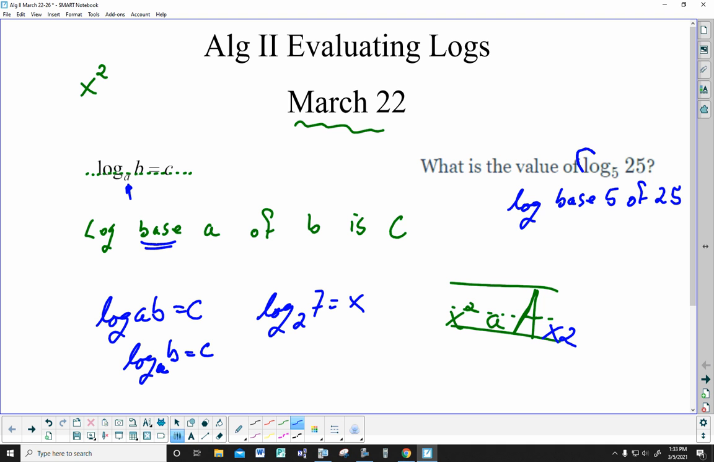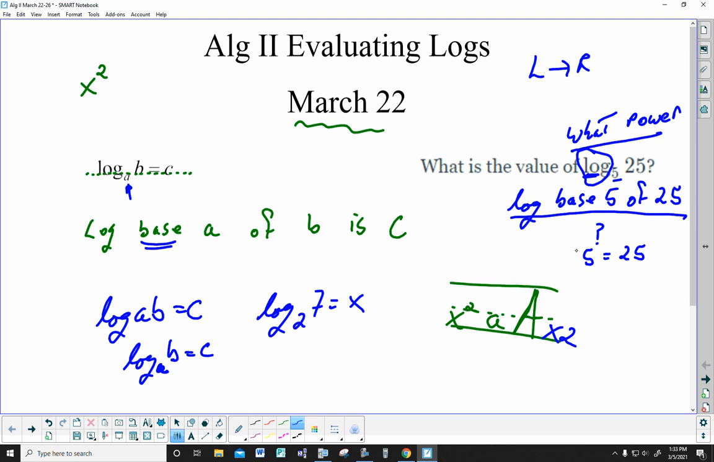You would interpret this to mean, and I'm going to show you a couple different ways to do it, what power? So here goes. And I'm not going to read it in strict left to right order. 5 to what power is 25? That's what this wants. That's what that means. Log base 5 of 25 means 5 to what power is 25? That's what the logarithm states. What power? 5 to what power is 25?